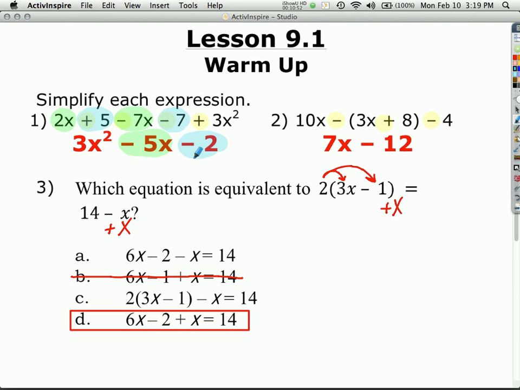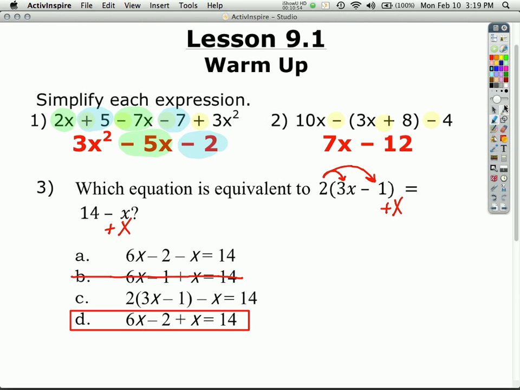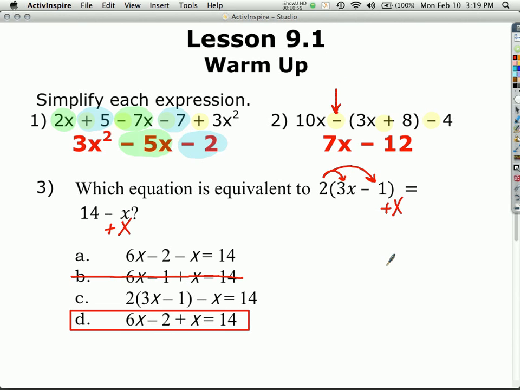Now, number 2, important detail. This danger zone right here. What do you have to do with that? What do you have to do with that, Zabari?